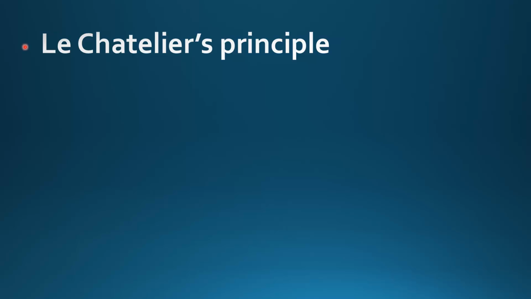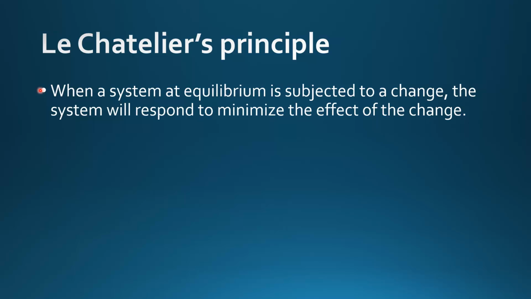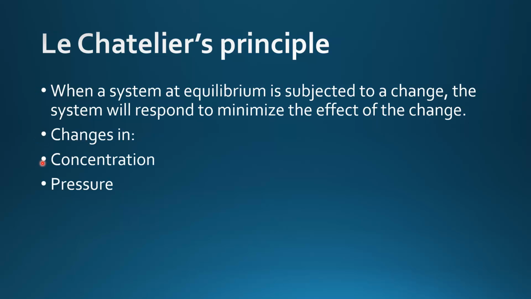In this video, we'll look at Le Chatelier's principle. When a system at equilibrium is subjected to a change, the system will respond to minimize the effect of the change. So we'll look at changes in concentration, pressure, temperature, and the addition of a catalyst.